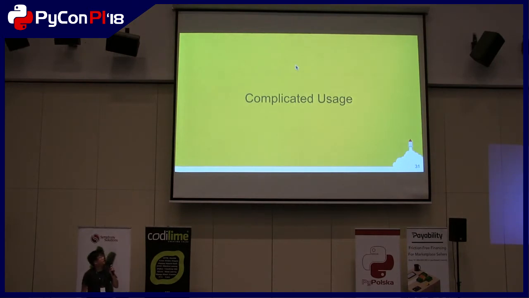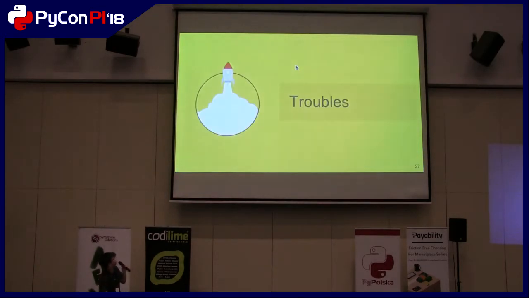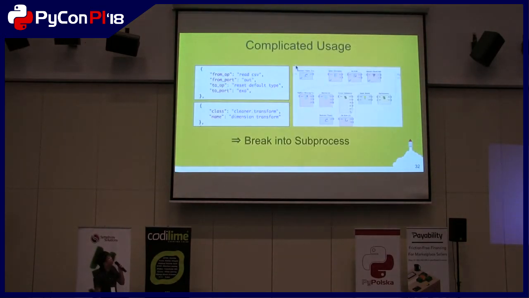And the second one is complicated usage. As you see before here, it is only for one connect and one operator. So you will think, wow, one connect and one operator. So let's take a look at this one. Wow, if you have 11 operators, how will your configuration look? It will look very, very messy, and it cannot be developed. So for this part, we think we should break it into sub-processes.